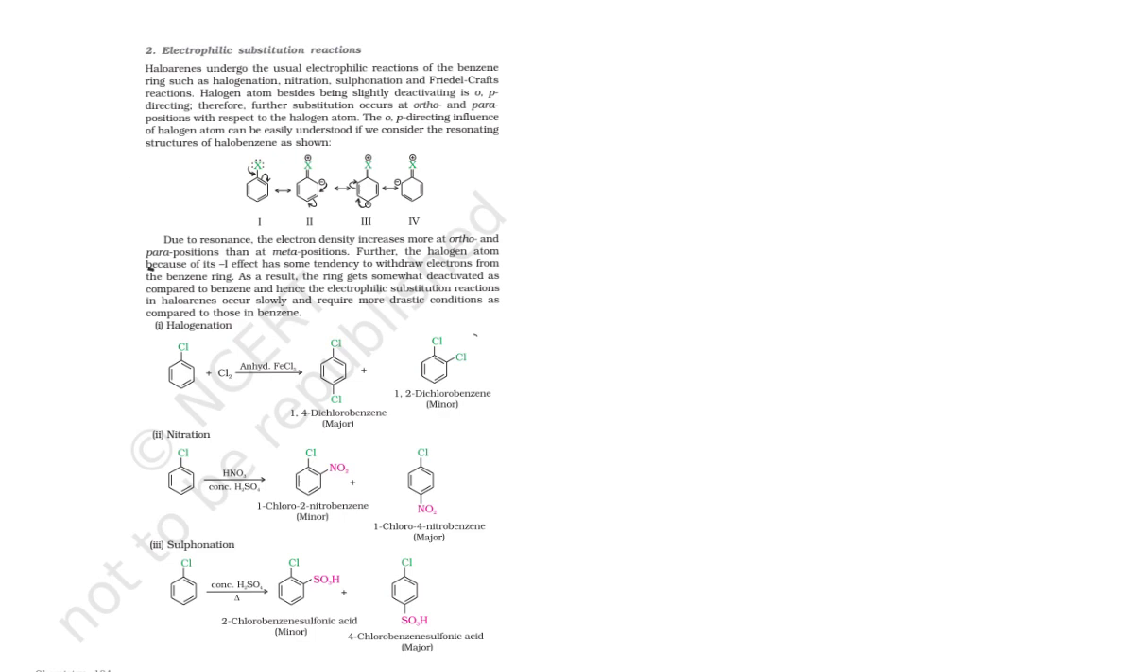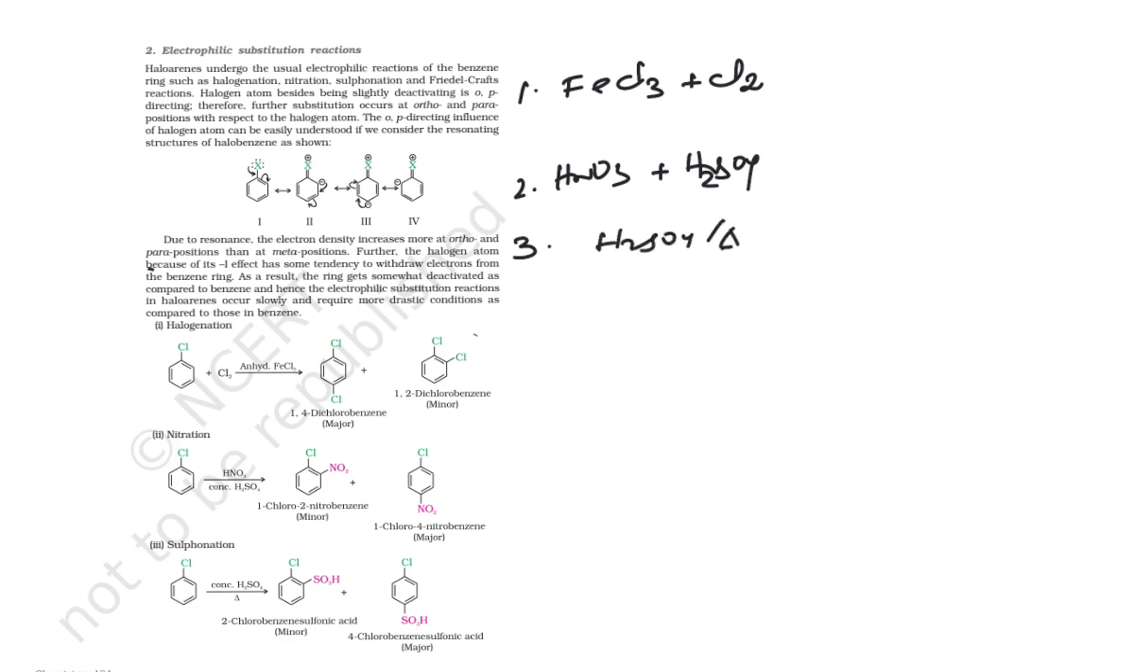Okay, look here. If I am taking FeCl3 and Cl2, then HNO3 and H2SO4, sulfuric acid and nitric acid. Then the third one, we are taking H2SO4 alone. Then the fourth one, AlCl3 reacting with CH3Cl. Then the fifth one, AlCl3 reacting with CH3C=OCl.